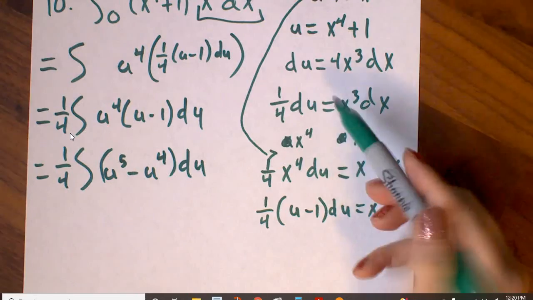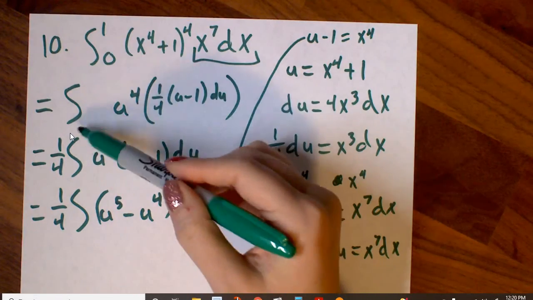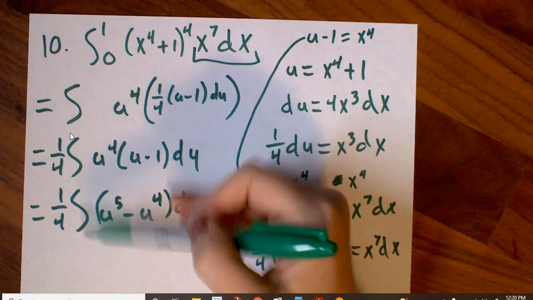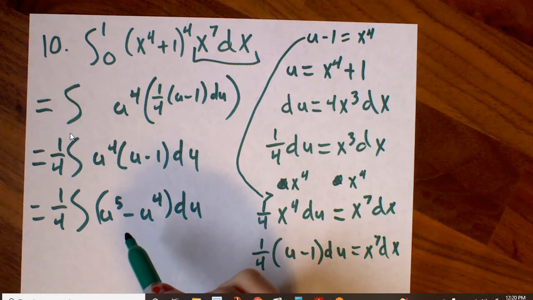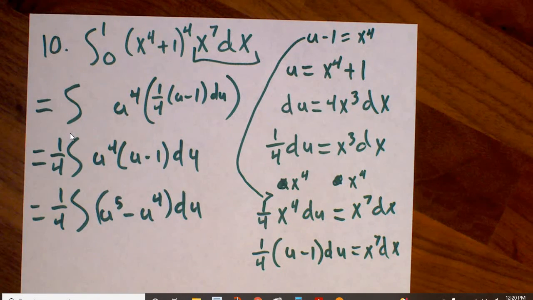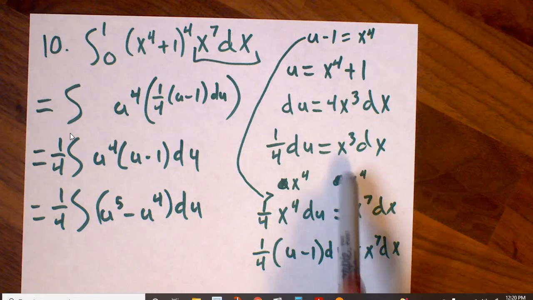Then our bounds would be the same as any of our other ones. I would need to plug 0 and 1 back into my u equation to get our new u bounds. But then from there, this is just 2 power rules, and so we should be able to integrate that and then plug in our new bounds. So hopefully that helps us at least set it up. Like I said, the trickiest thing was that we had to be strategic about that x^7.